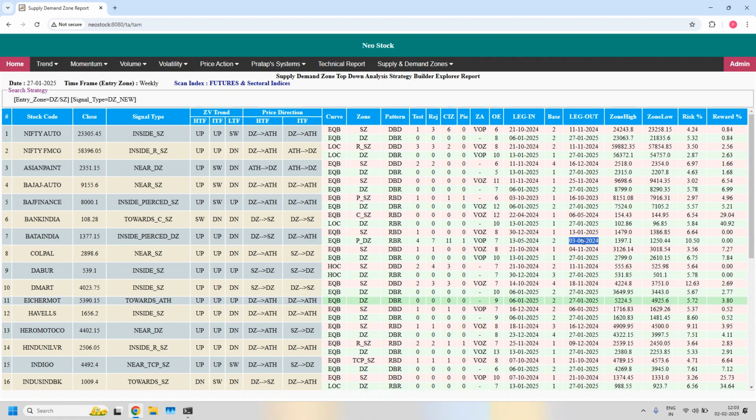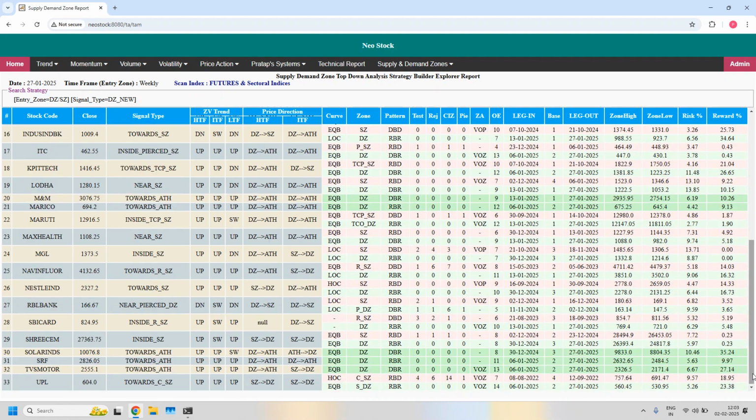Why am I not displaying it? Because our software is designed in such a way that it always displays the demand and supply zones nearest to the current price, from the user's point of view. Okay, first 16 stocks, I am scrolling the list down. So total 33 stocks are filtered.